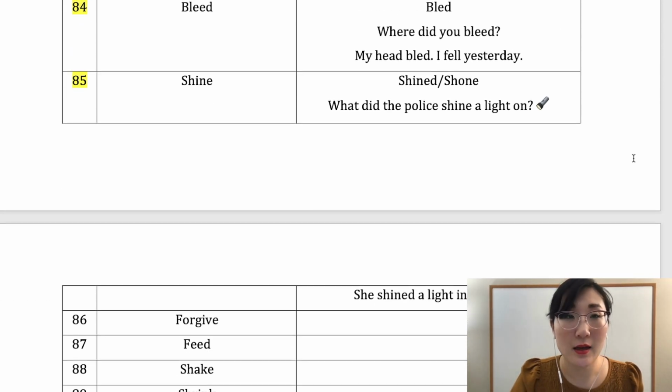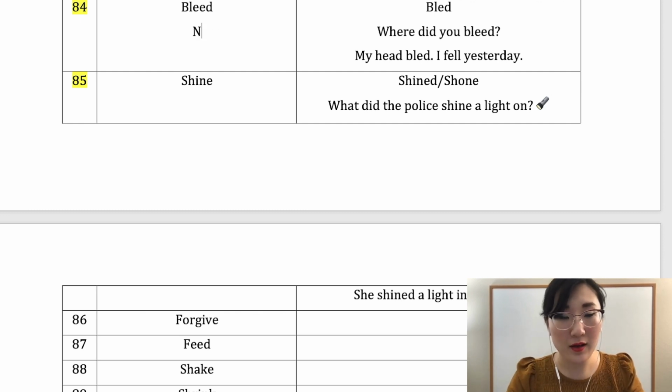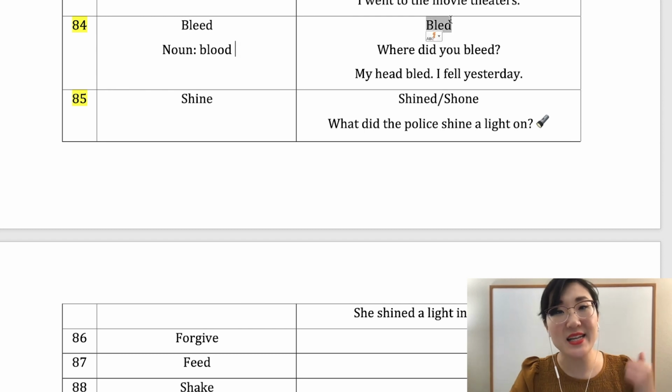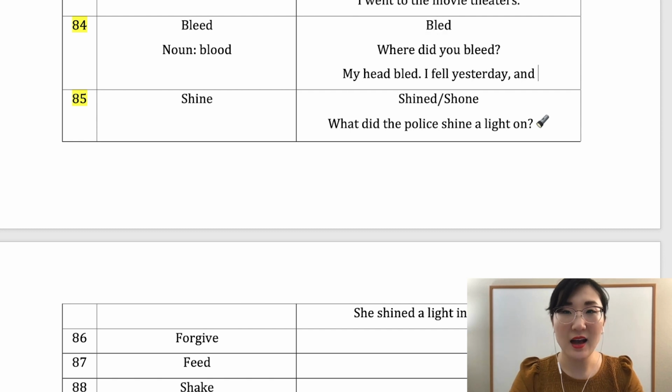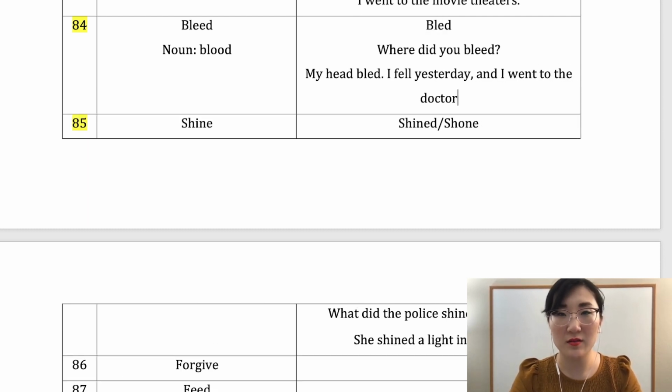Bleed. So bleed is the verb. The noun is blood. Bleed. Past tense, bled. Where did you bleed? My head bled. I fell yesterday. And I went to the doctor.